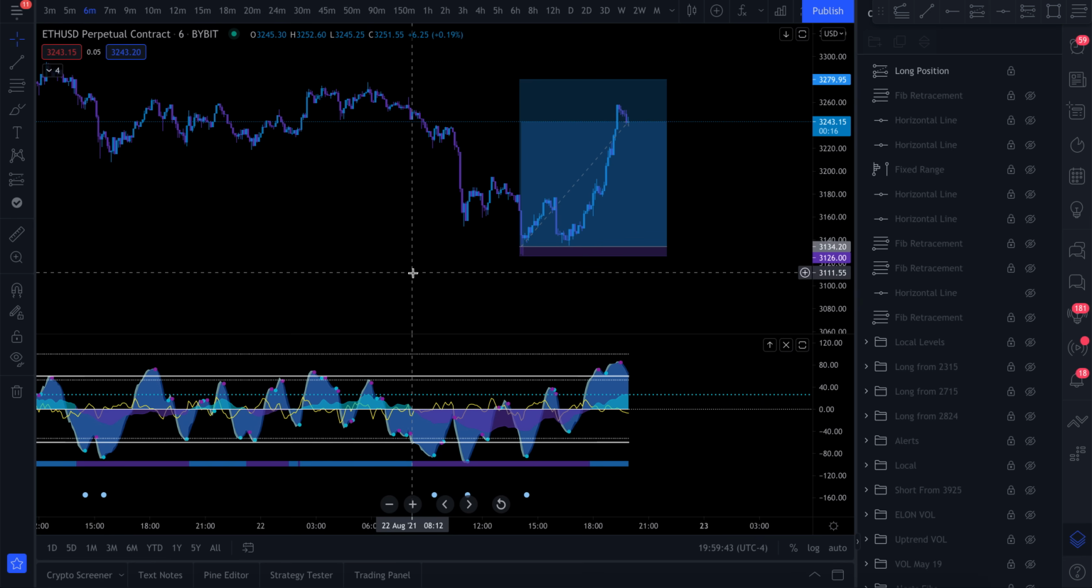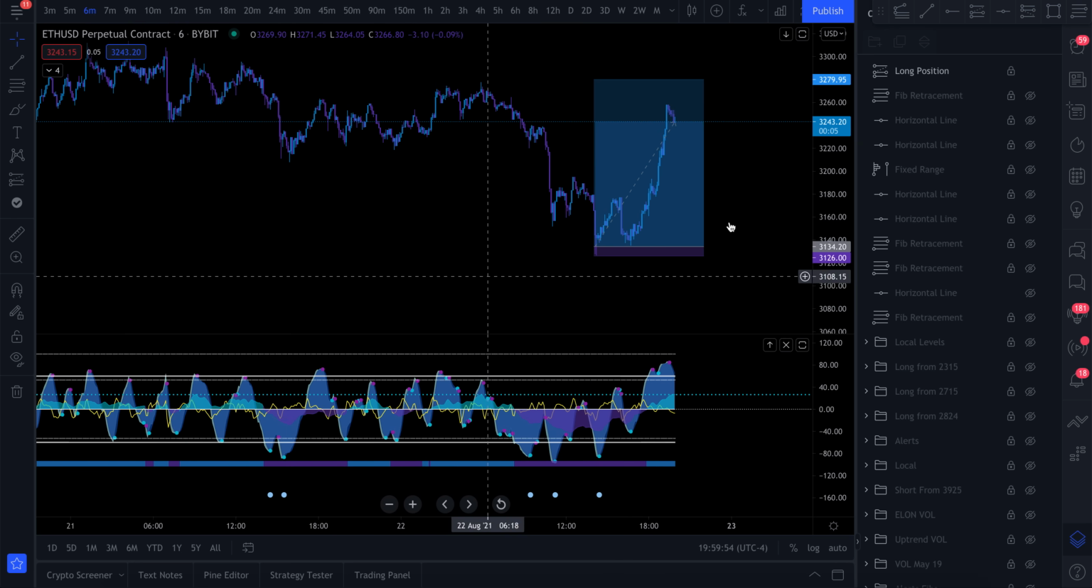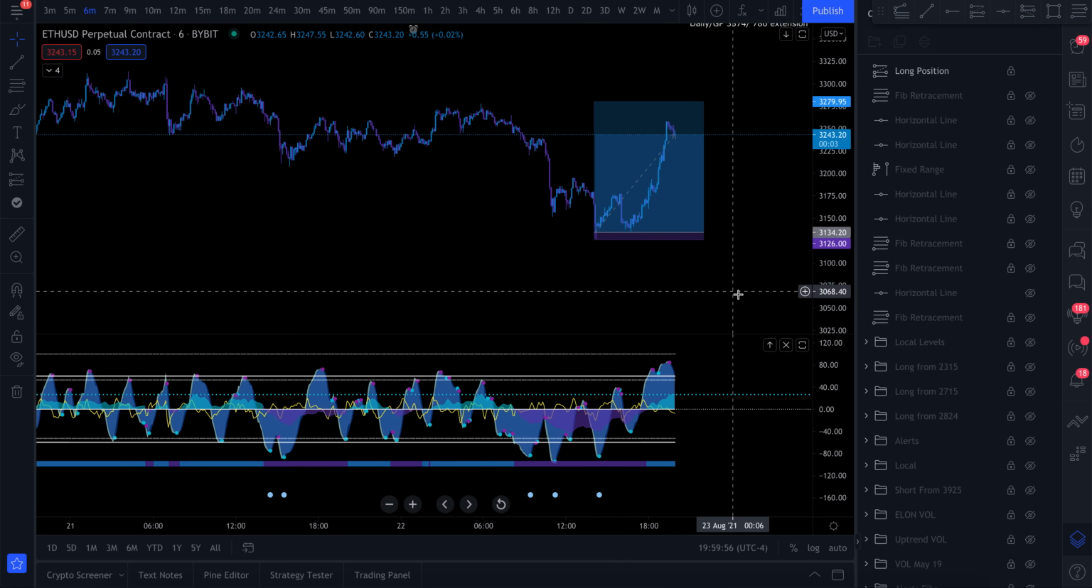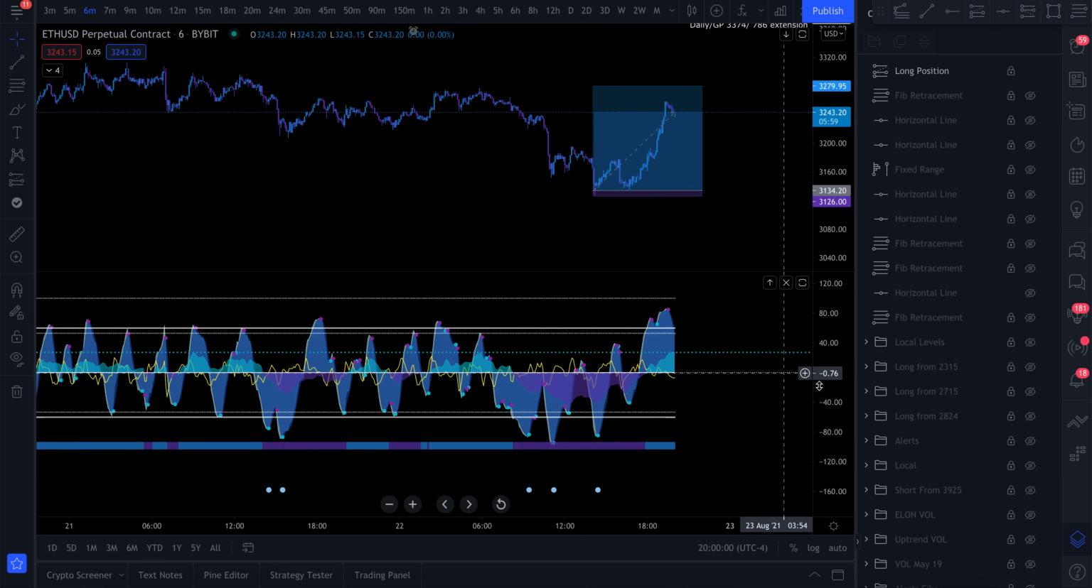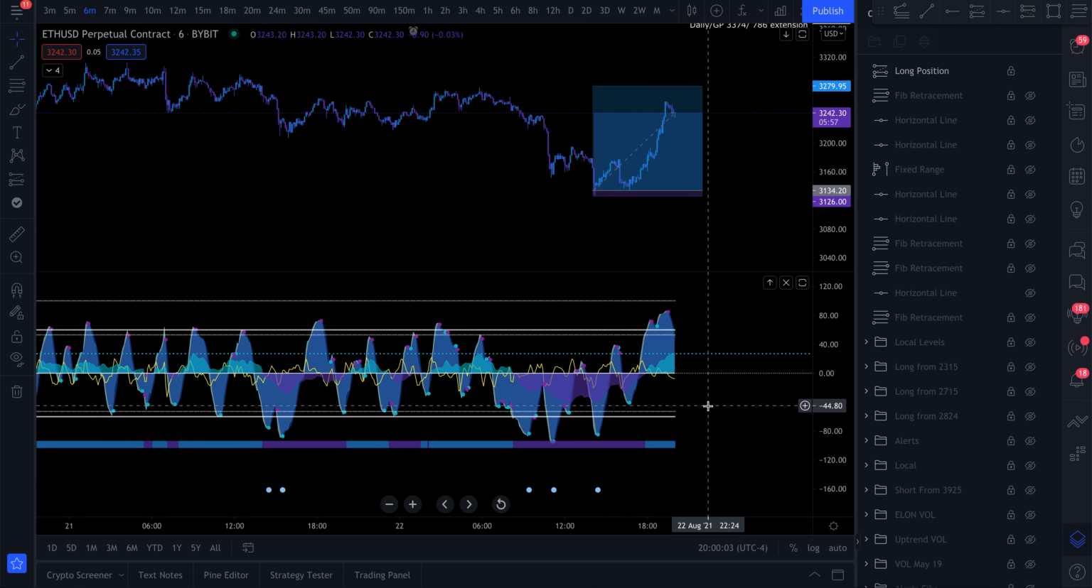So what I want to do today is walk you through what exactly I was looking for when I entered this trade, why I entered this trade, and how you can find similar trade setups. Now, you're going to need a few things. Number one, you're going to need the indicator called Market Cipher. Market Cipher is an excellent set of indicators all wrapped into one.